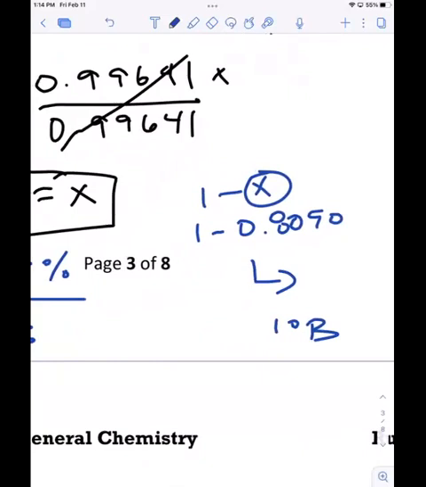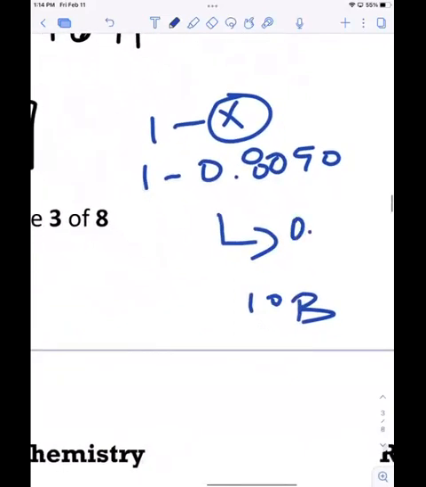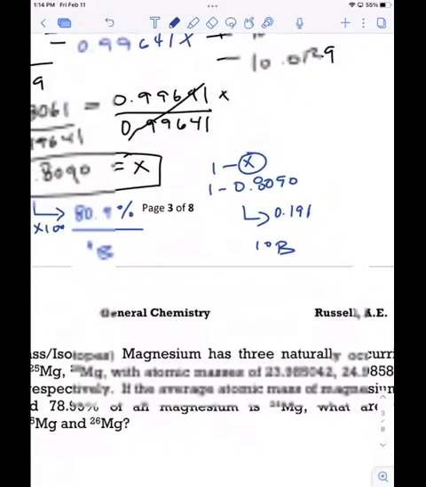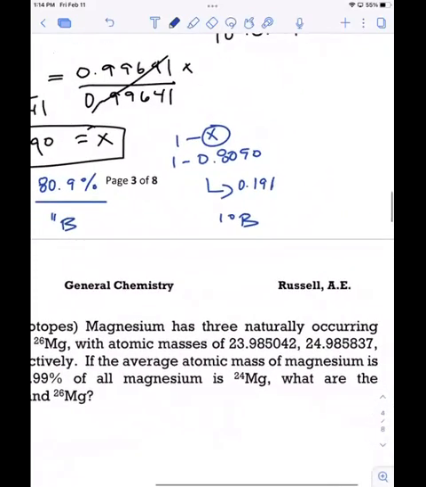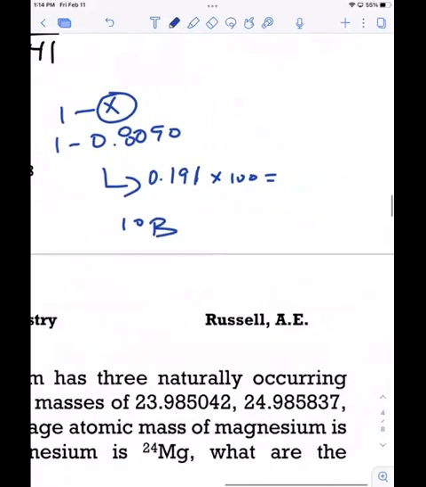You said 0.1 minus 0.809. 0.809 is 0.191. Okay, good. So 80.9% for that. And then if we multiply this by 100, that's going to be 19.1% for the boron 10 isotope.